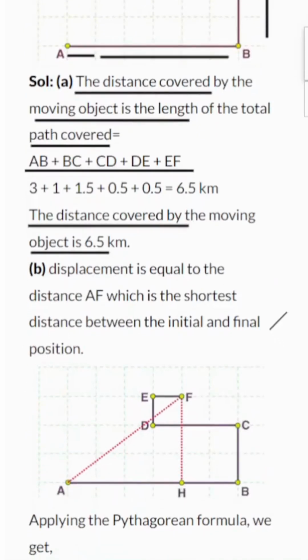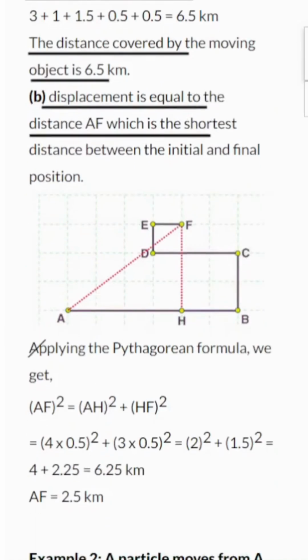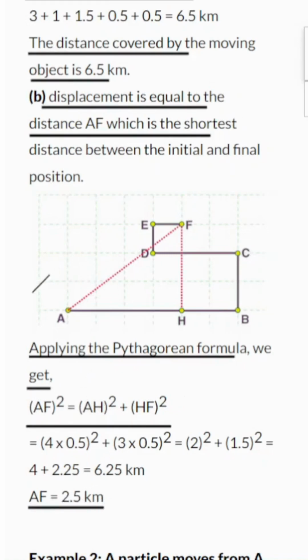To find the displacement, we will find the distance AF, which is the shortest distance between the initial and final position. Applying the Pythagorean formula, we get AF is equal to 2.5 km. So, total distance covered is 6.5 kilometers and displacement is 2.5 km.